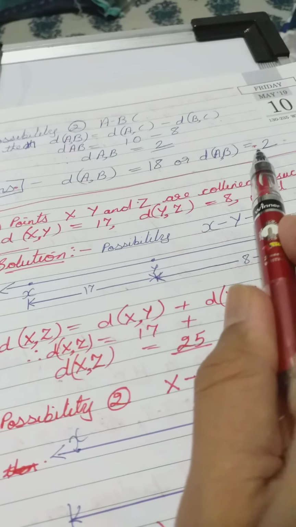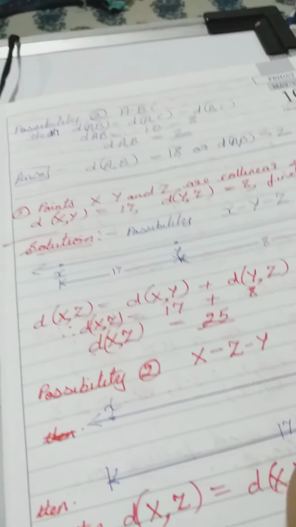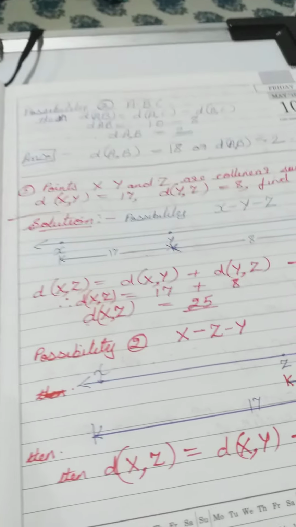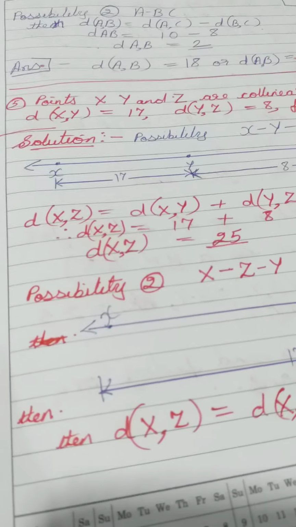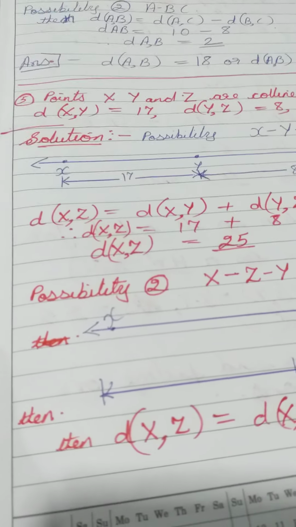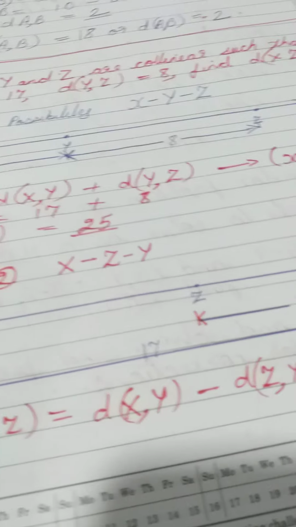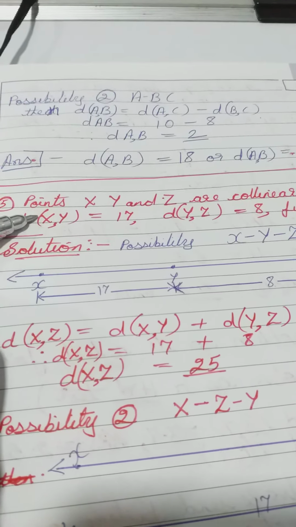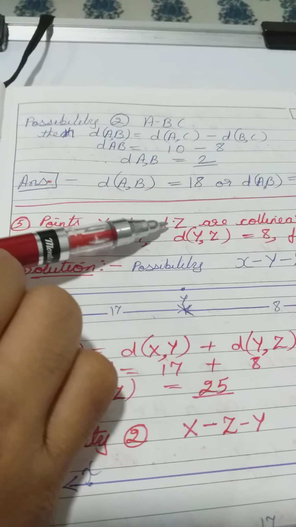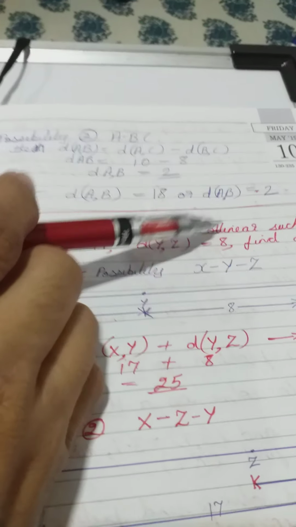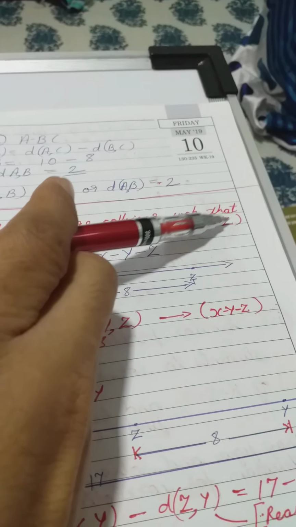Understand, there are two possibilities. If they don't say which point is between the other two, then there are always two possibilities and you have to solve accordingly. Go for the next problem. Points X, Y, Z are collinear such that XY is equal to 17 and YZ is equal to 8. Find XZ.